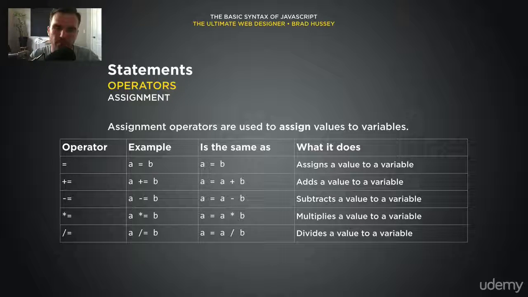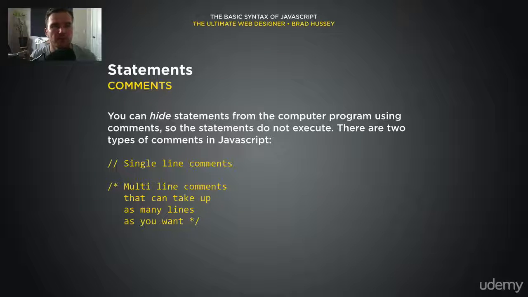And then as we go down the table, there's a pattern here. So the minus equals, a minus equals b, is the same as a equals a minus b, and it subtracts a value from a variable. Now, it might be confusing right now if you don't have any experience with programming languages, but that's okay, because as we go through this section, this will start to make a little bit more sense as we kind of incorporate these variables and these operators.